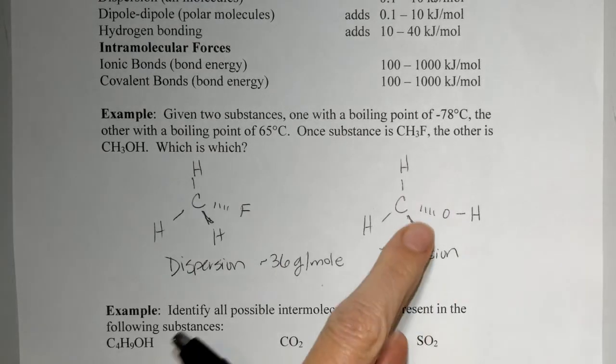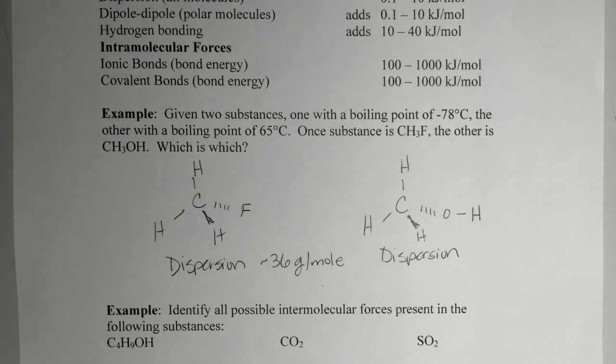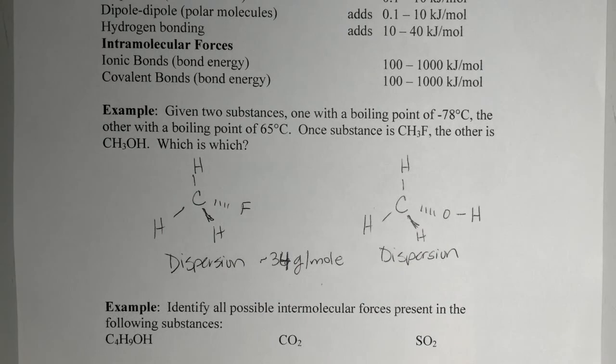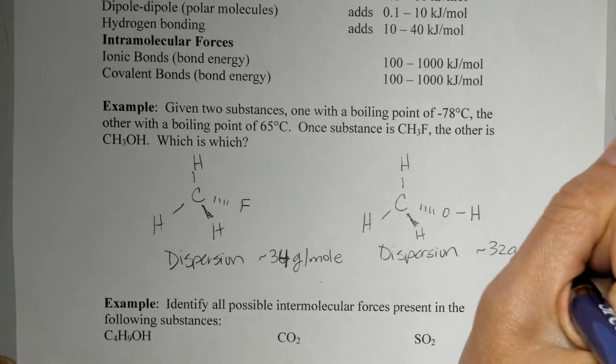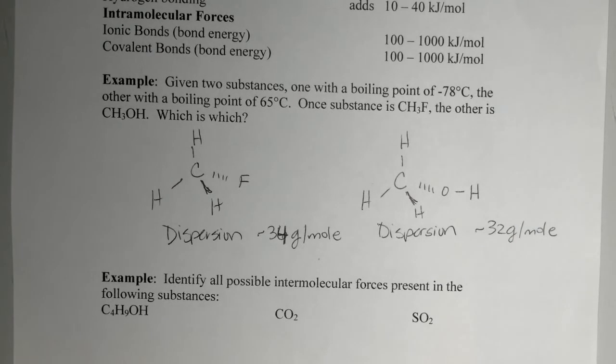And then when I look at the methanol, I've got 12. Actually, let me just add it up really quick. Not 36, 34. I knew it when I said it. And then for the methanol, I've got 12 for the carbon, 16 for the oxygen, and then 4 for the hydrogen. So we're about 32 grams per mole. So molar masses are about the same. They both have dispersion. So that's not going to explain the difference in the boiling points.